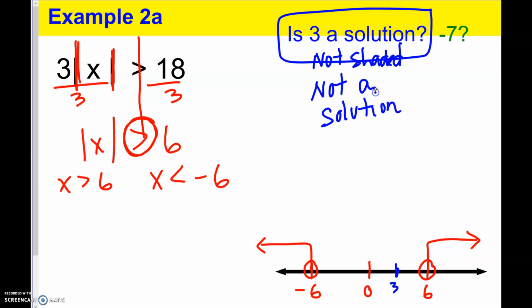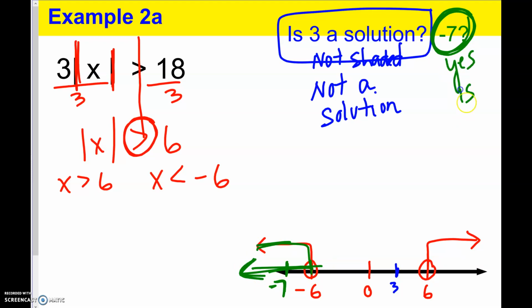All right, now let's go try the green one. And the green one wants us to check and see if negative 7 is an answer. So if we go put negative 7 on the number line, is that in the shaded region? Well, we go this way. So from this number, is that shaded? And yes, this is a solution.